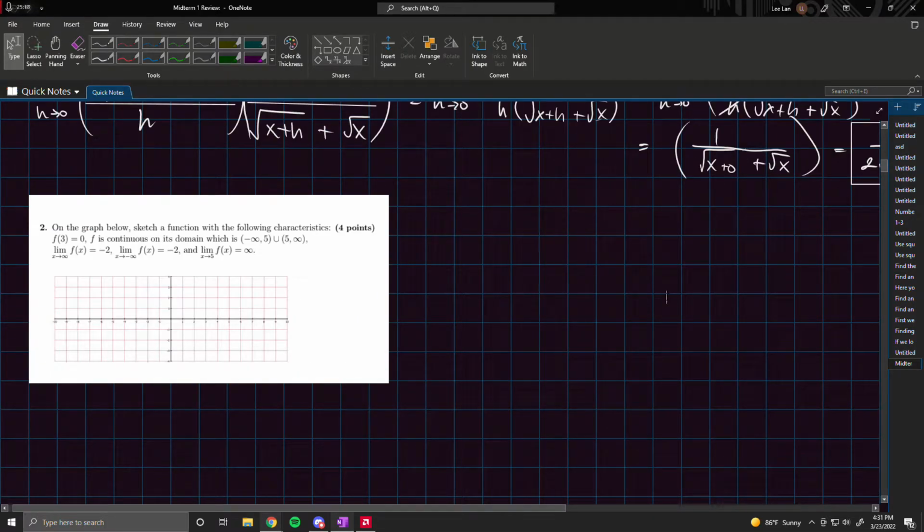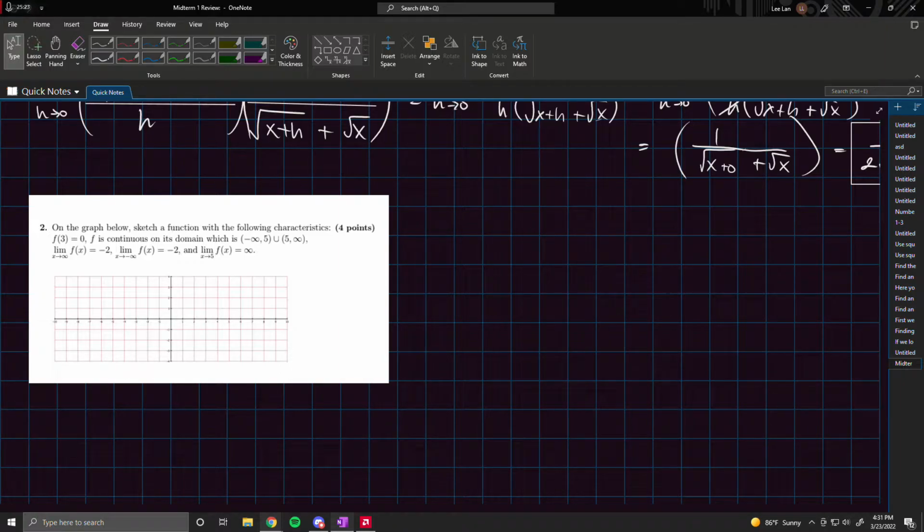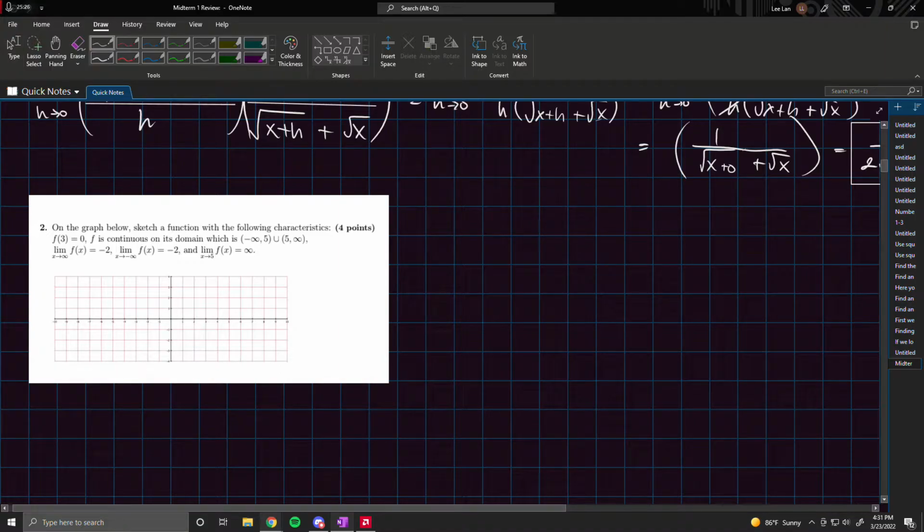Okay, on the graph below, sketch a function with the following characteristics. F of 3 is 0. F is continuous on its domain, which is negative infinity to 5 union 5 to infinity. Limit as x approaches infinity of f of x is negative 2. Limit as x approaches negative infinity of f of x is negative 2. And limit as x approaches 5 of f of x is infinity.